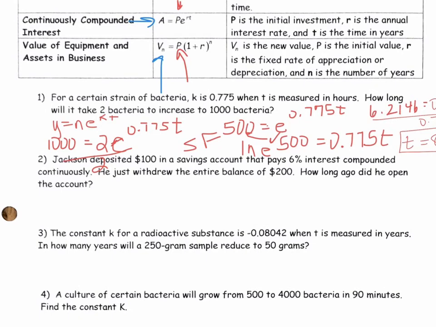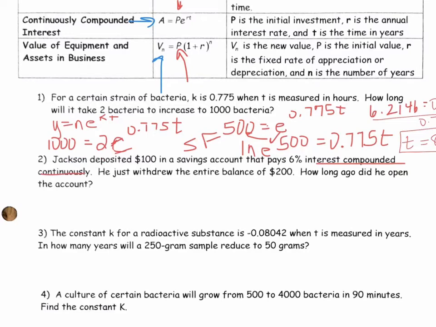Okay, the second one is Jackson. I need to erase a little bit here. Okay, erase that out of the way. So number 2 is Jackson deposited $100 in a savings account. Well, savings account will introduce you to money, and the money is going to be the second one. And if you're not for sure there, if you look here at the end, it says interest compounded continuously.